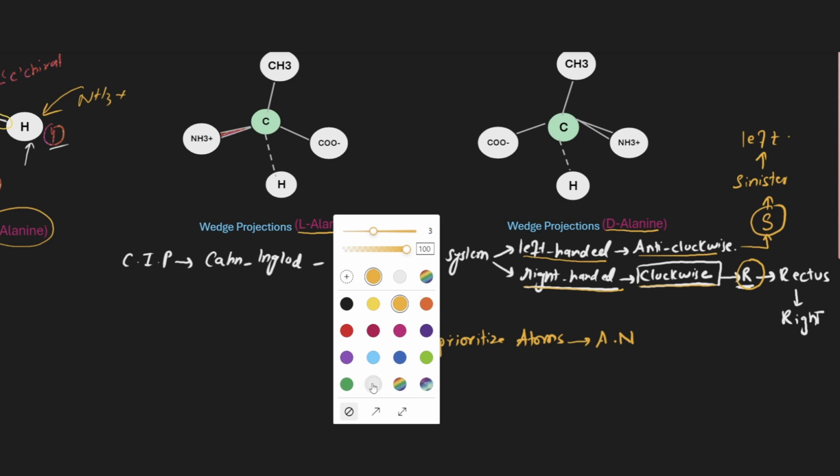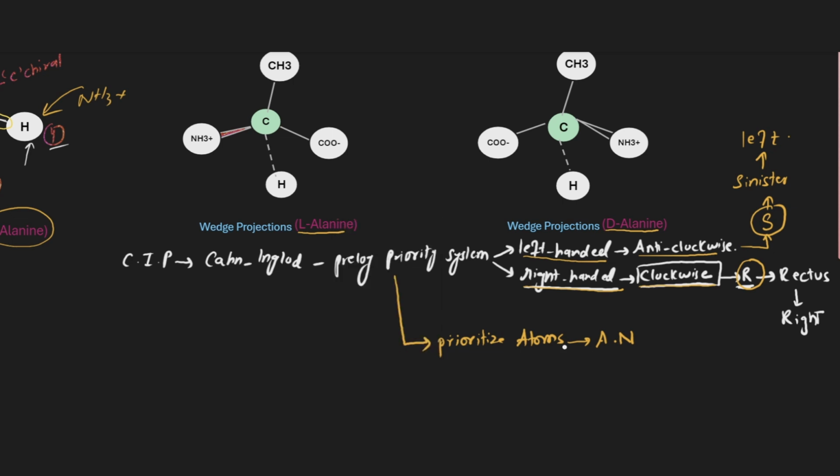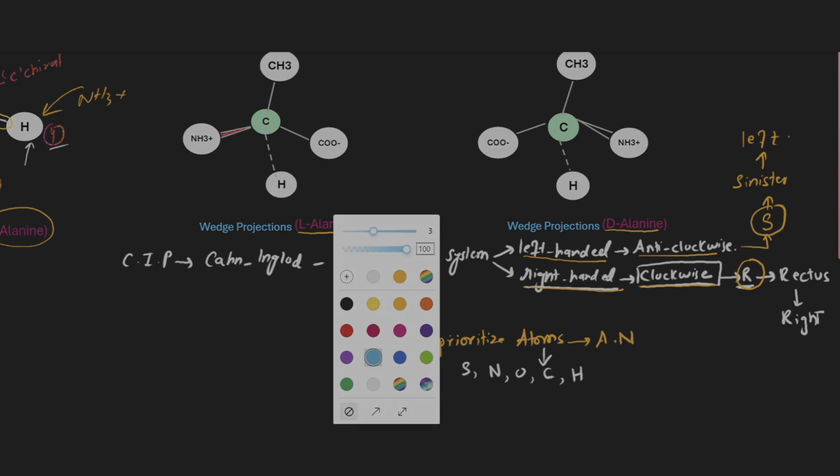So let's do it. In the case of amino acids, we mostly deal with four to five different types of atoms. Among the 20 different amino acids we mostly deal with in proteins, they usually have five different types of atoms: sulfur, nitrogen, oxygen, carbon, and, most importantly, hydrogen. Now how are we going to prioritize them? We are going to prioritize them based upon their atomic numbers. So let's prioritize them.